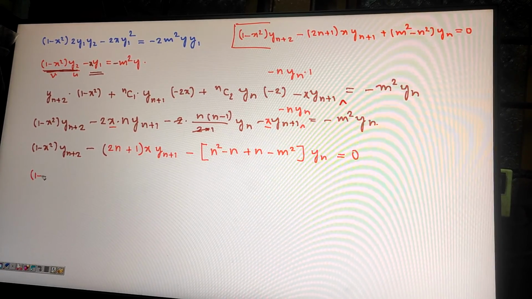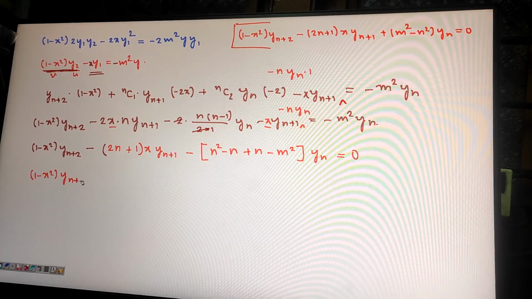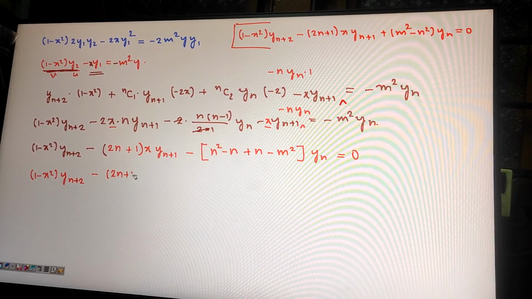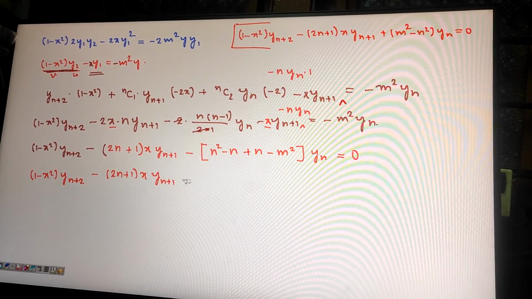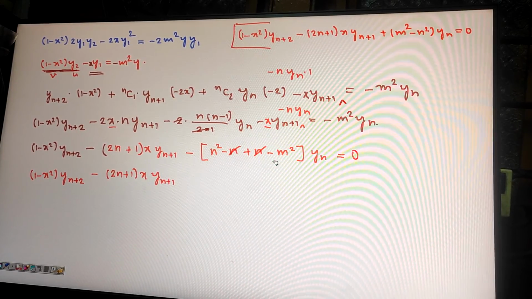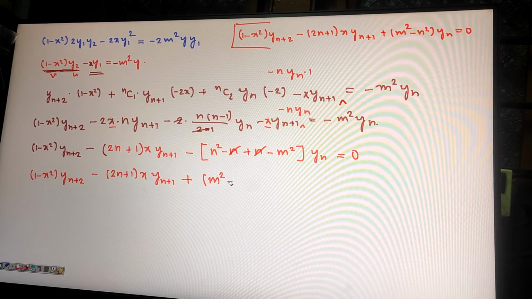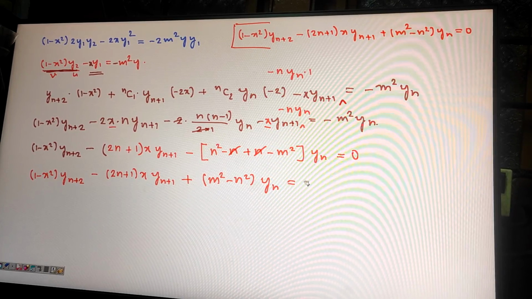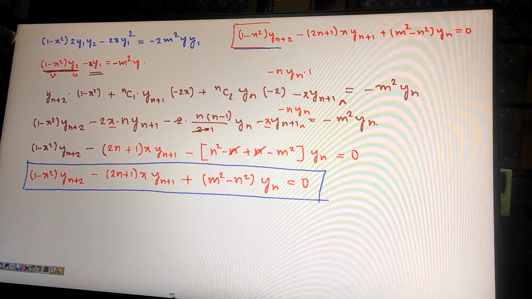So I am getting (1 minus x square) y n plus 2 minus (2n plus 1) times x y n plus 1. Okay, this and this get cancelled, so if I take negative outside, so plus inside the bracket n square minus n square, yn is equal to 0. So this is what we need to prove, right? Oh, thank you.